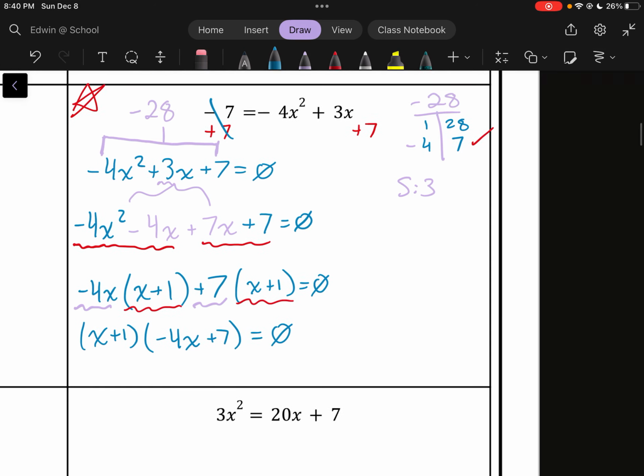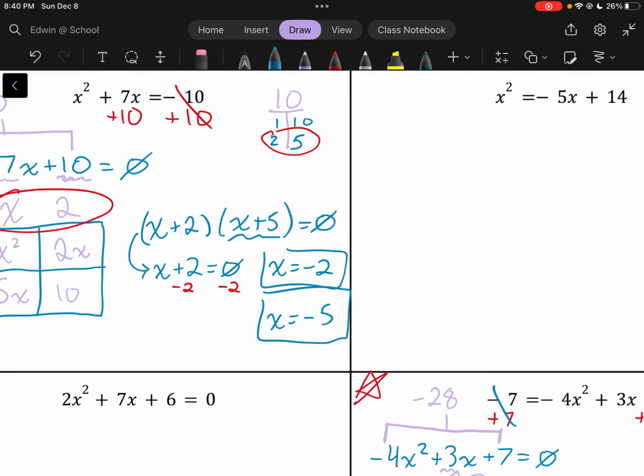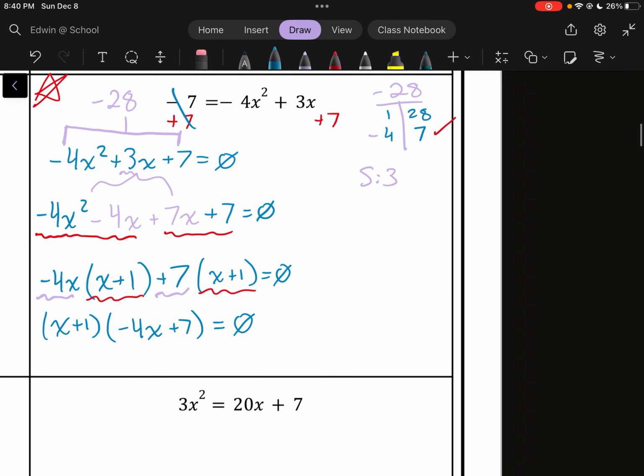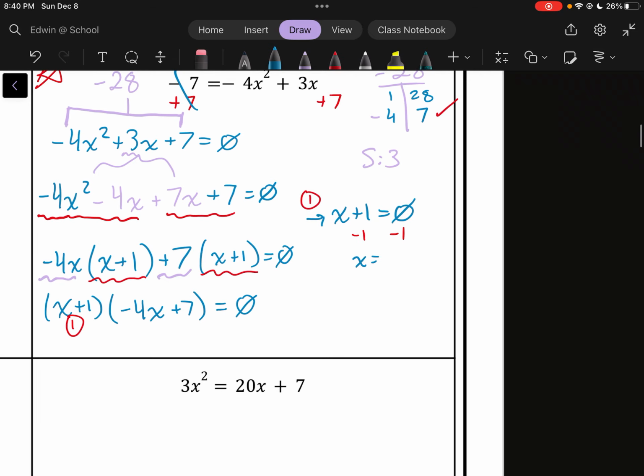So we've got it in a very similar form as we did in the last question, just two binomials. Same process: we want to set each factor equal to 0 and solve for x. Here I'm doing the first one: x plus 1 equals 0, so x equals -1. Very simple. We could have just flipped it. But for this one, it's different, the second one.